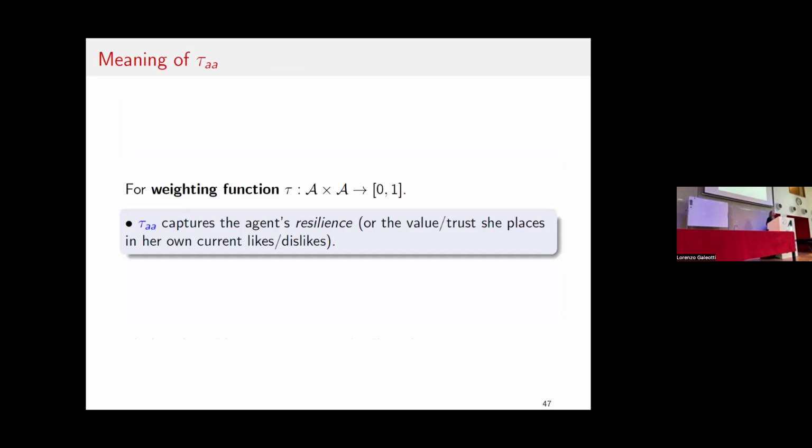Now, in that case, what would the reflexive relation mean? So tau AA, what does that mean? Well, it would capture somehow the trust that she places in her own likes that she puts on Facebook, right? So I have agents, they're related to their friends, or I can model that friendship using this weighted relation tau.